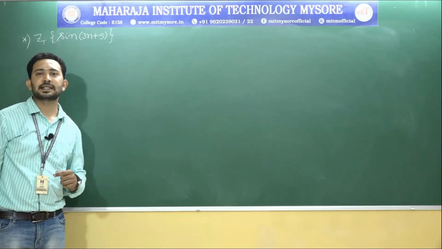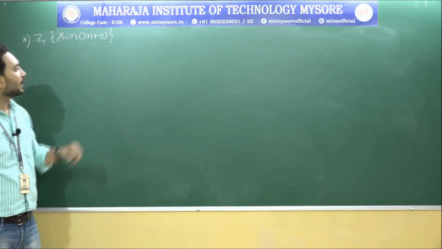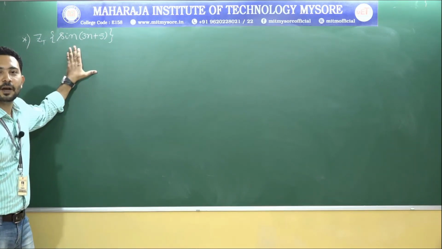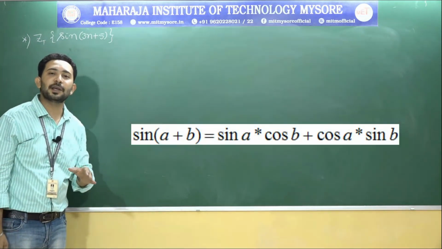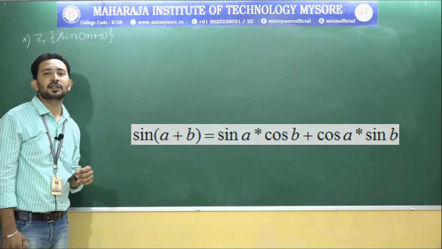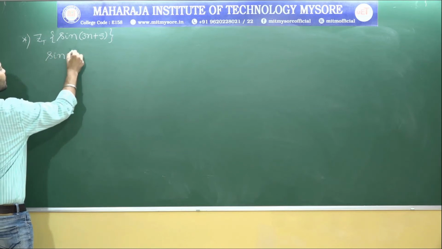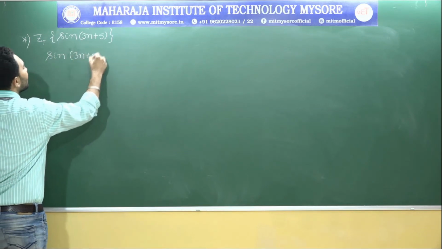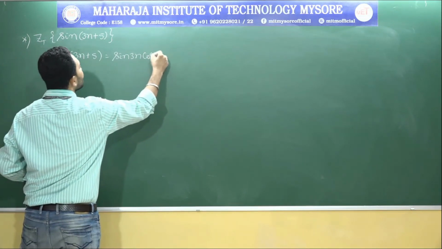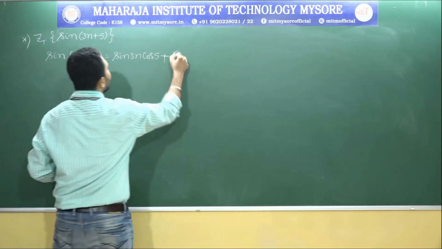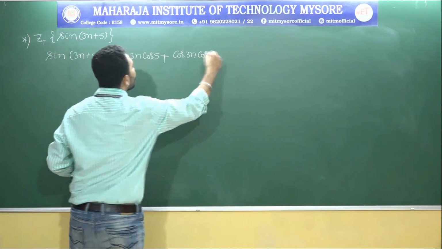Next problem, the z transformation of sine 3n plus 5. It is in the form of sine of a plus b. What is sine of a plus b? It is sine a into cos b plus cos a into sine b. By applying that formula, we can write sine of 3n plus 5 as sine a into cos b, sine 3n into cos 5, plus cos a into sine b. It is cos 3n into cos 5.